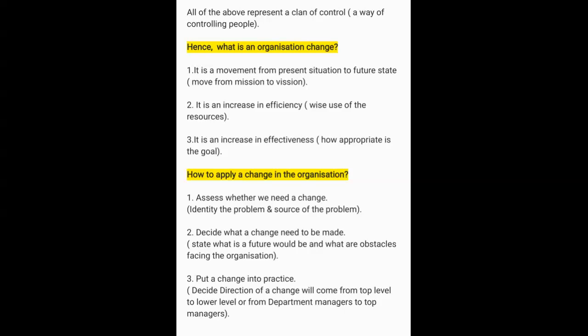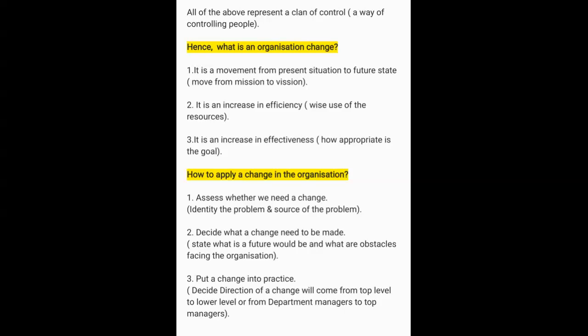Okay. What is organization change? We move from current position to future position, in order to increase efficiency, which means to use the resources effectively and efficiently.